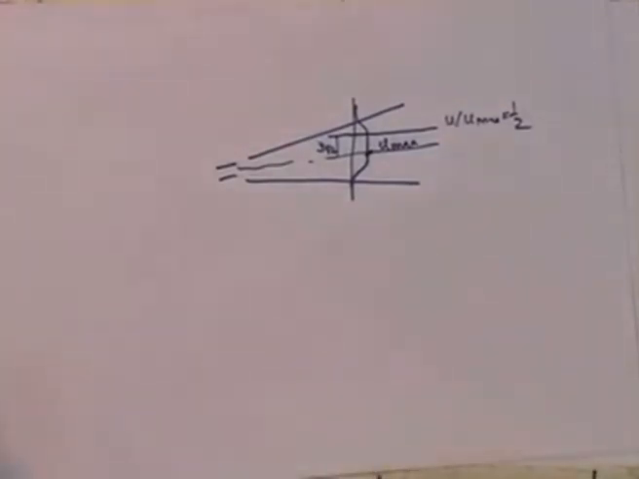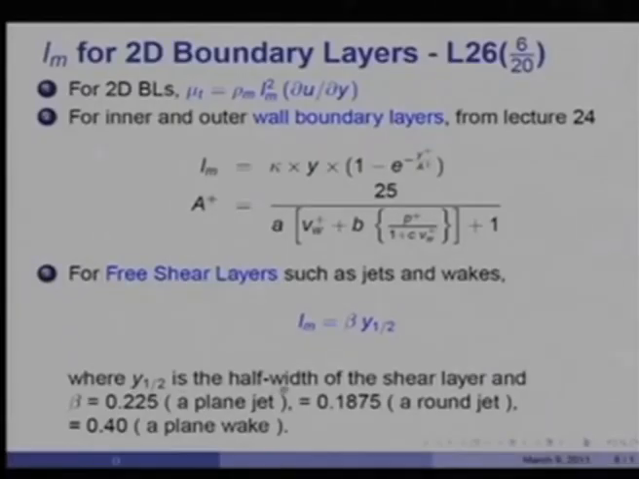Likewise for a wake also. As I said, y half is the half width of the shear layer, and beta takes different values. This has been observed from experiments as well as tuned by numerical experiments. So, beta equals 0.225 if the jet was a plane jet. If it was a round jet, it would be 0.1875, and if it was a plane wake, it would be 0.4. So, these are the typical values for free shear layers. This is just as an aside, we are not dealing here in this course with free shear layers, but nonetheless it is useful to document this prescription.